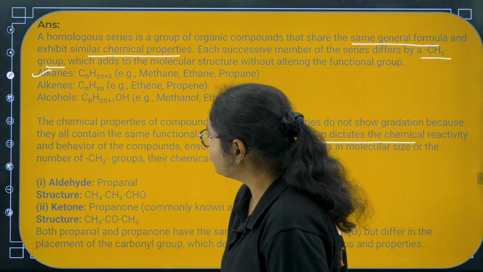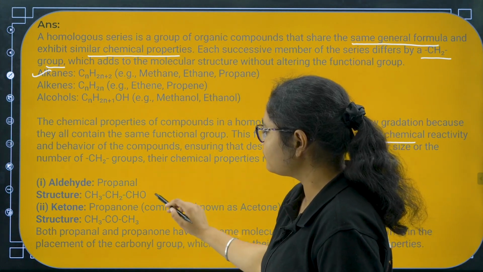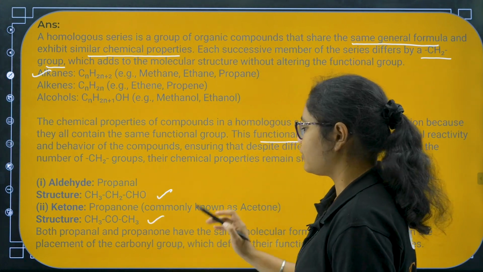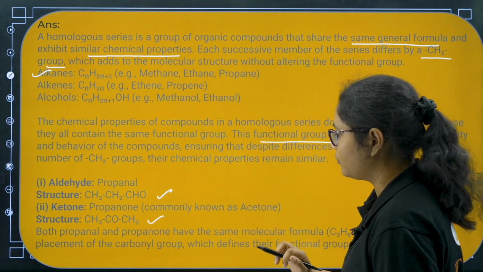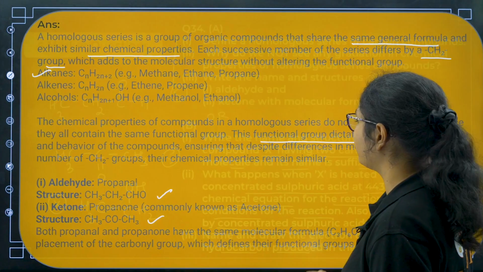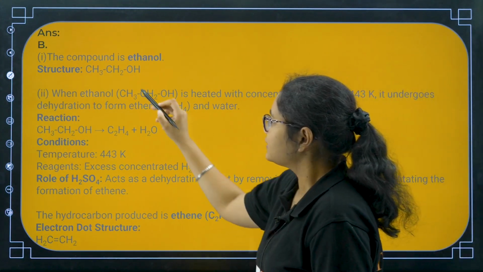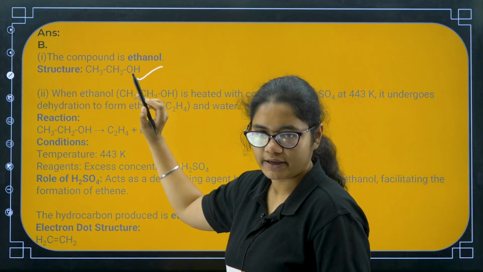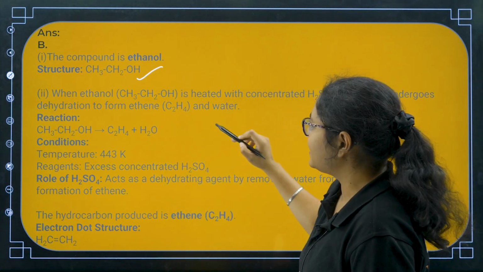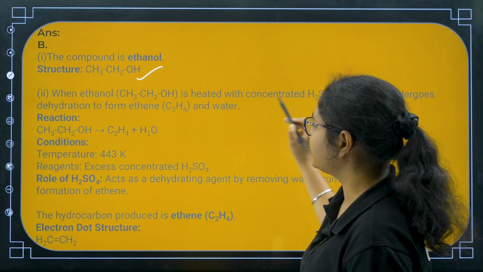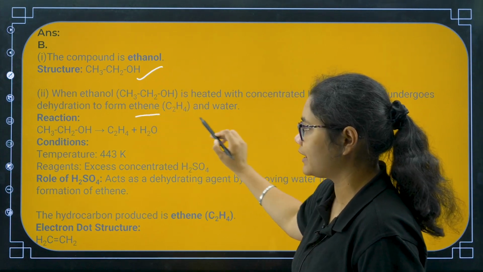Next, coming to the formula, this is of propanol, and you will get acetone, okay, from the formula C3H6O. So this is the first part. For the B part or for the OR part, the compound here is ethanol. Okay, your X is ethanol. Now when it is treated with concentrated sulfuric acid at 443 Kelvin, you will get ethene. This is what you have to write down.